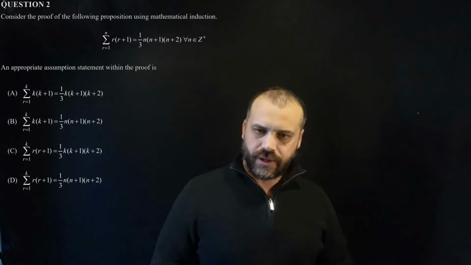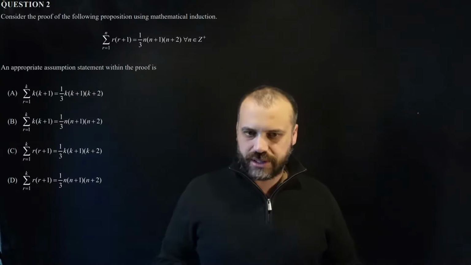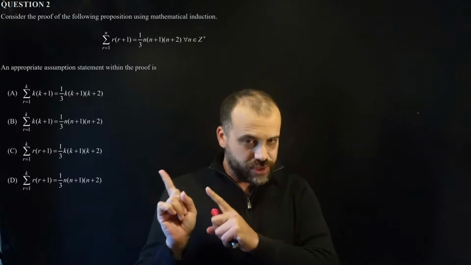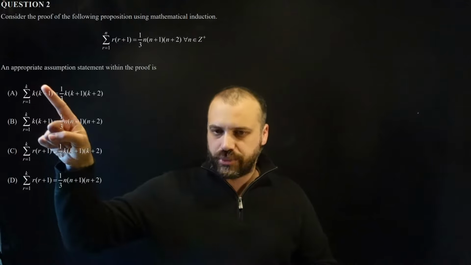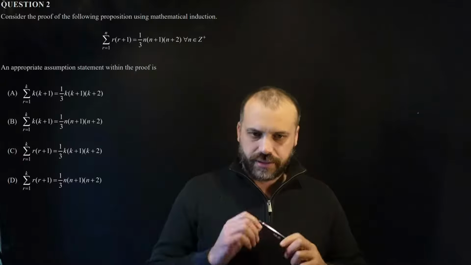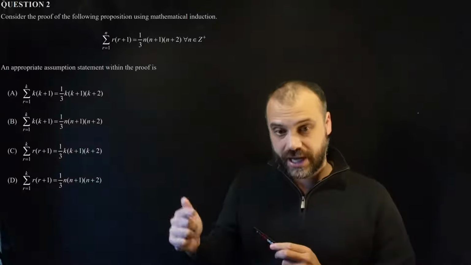Let's go. Okay, so here we have consider the proof. We're talking proof by induction. Now this is an interesting one. I hadn't seen one like this until 2023, which is where this question's from. An appropriate assumption statement within the proof is... Now an assumption statement is where you assume that it's true for k.